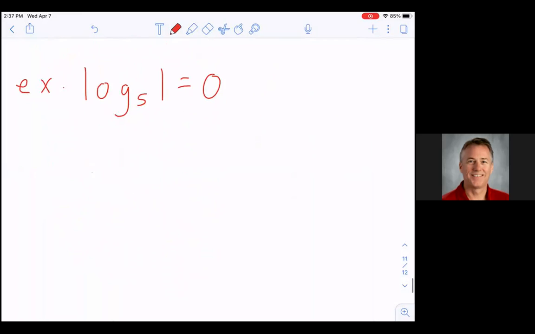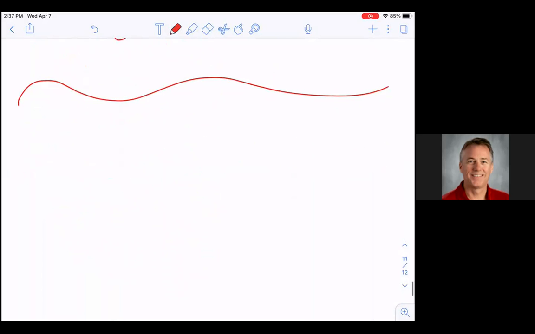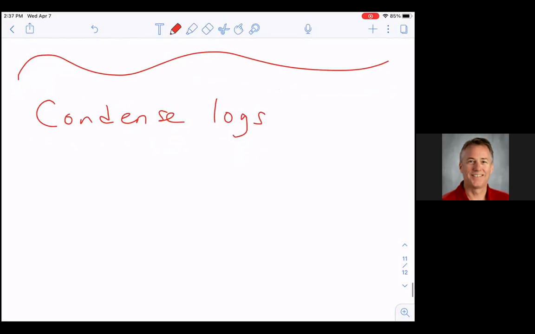All right, so our next part, we are going to condense logs. And what this is going to be is just a couple of rules, which we'll then have to put into application later on. I just don't want to throw way too much stuff at you in one day. But to condense logs, there's some rules that we follow. The first rule is if you have two logs of the same base.